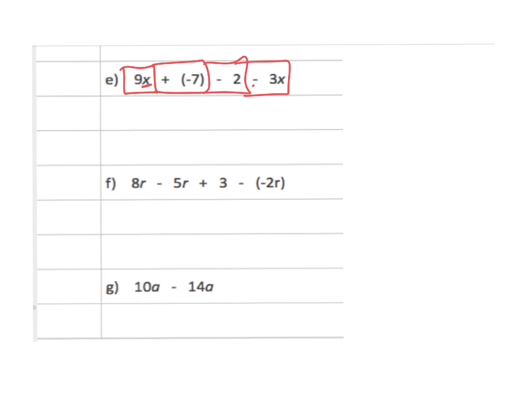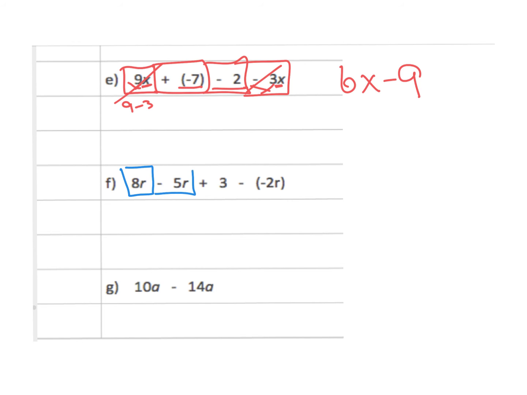I can put this one together and this one together because they have an x, but take a look at the coefficients. I have 9 minus 3, so 9 minus 3 is 6. So we got 6x. We're done with these two. Now we have a negative 7 minus 2, which gives us a negative 9. So we're going to subtract 9. Pay attention to those signs in between.